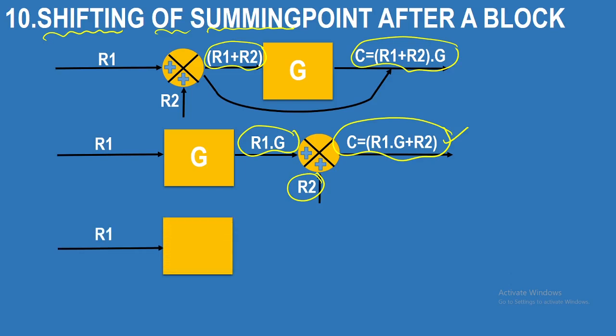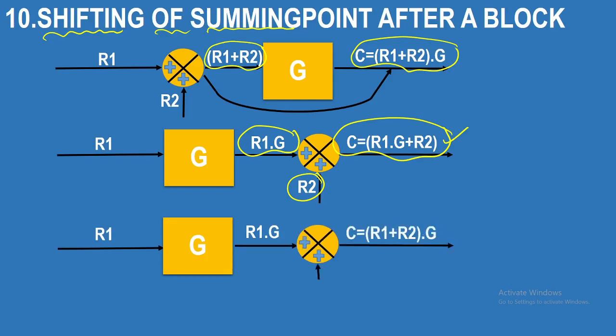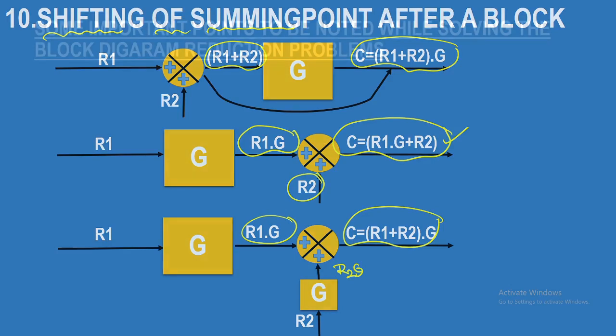Now we are going to change this, so R1 will be multiplied to give R1 into G. Then for this summing point, what change will we make? You observe here. For this I am going to add G here for the R2 signal. So if you multiply this with G, what are you going to get? Here R2 into G, that will be added with R1 into G. The final output will be C is equals to (R1 plus R2) into G. So these are the different rules which we are going to use for the reduction of block diagrams.